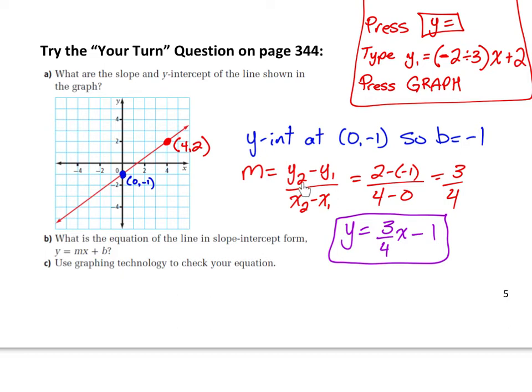Subbing those 2 points into my slope equation, I'll have 2 minus -1, careful with the signs here, and then 4 minus 0 on the bottom for the run. And that leaves me 2 minus -1 is equal to +3, and then 4 minus 0 is 4, so my slope is 3/4. Subbing m and b into my equation, y equals mx plus b, I would get y equals 3/4 x minus 1.